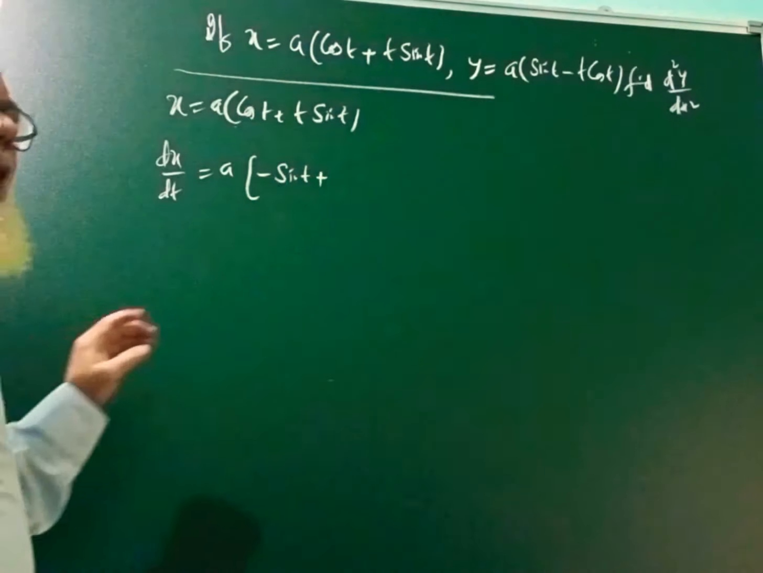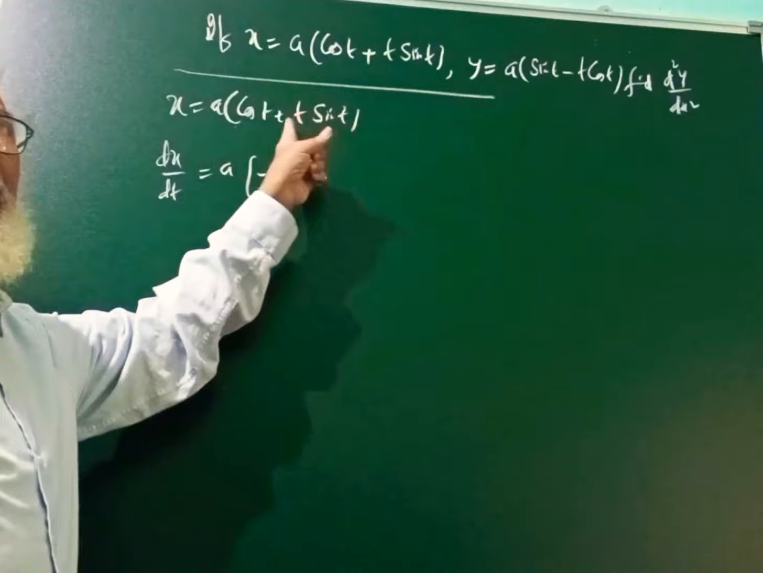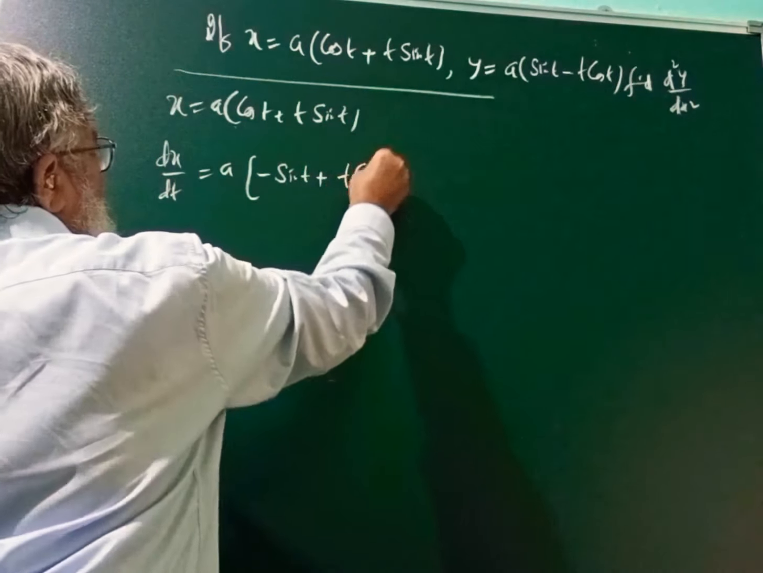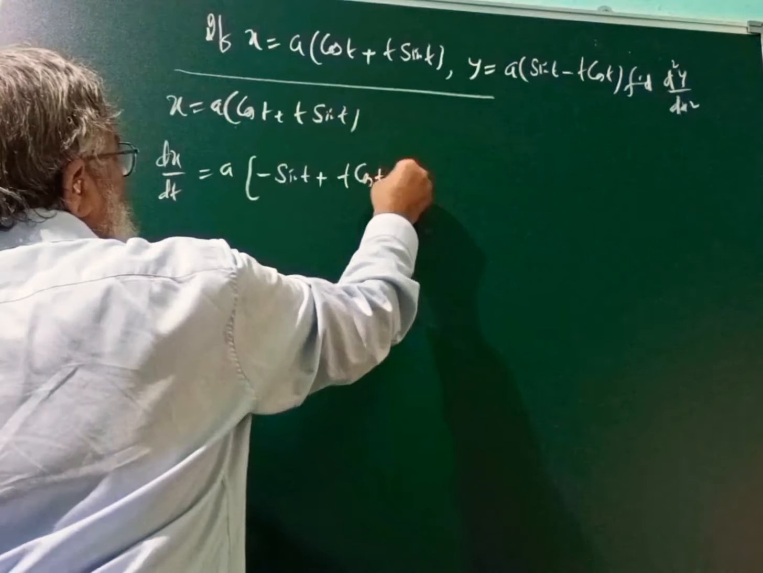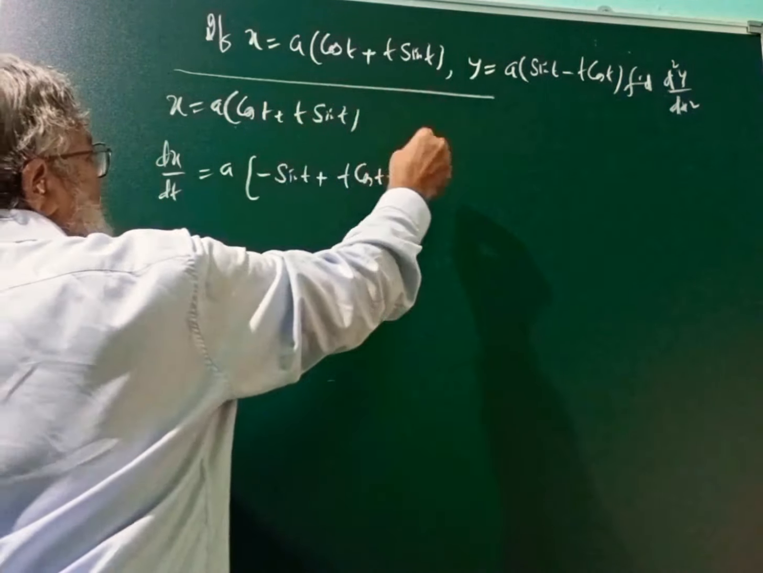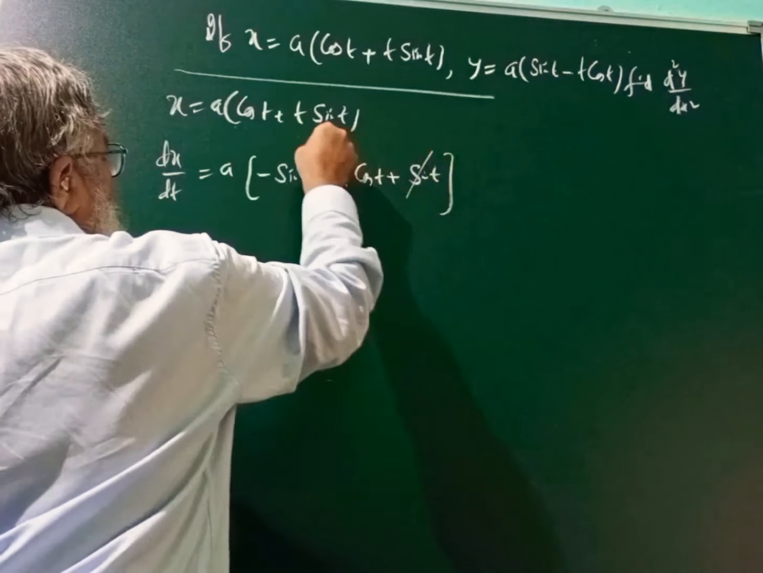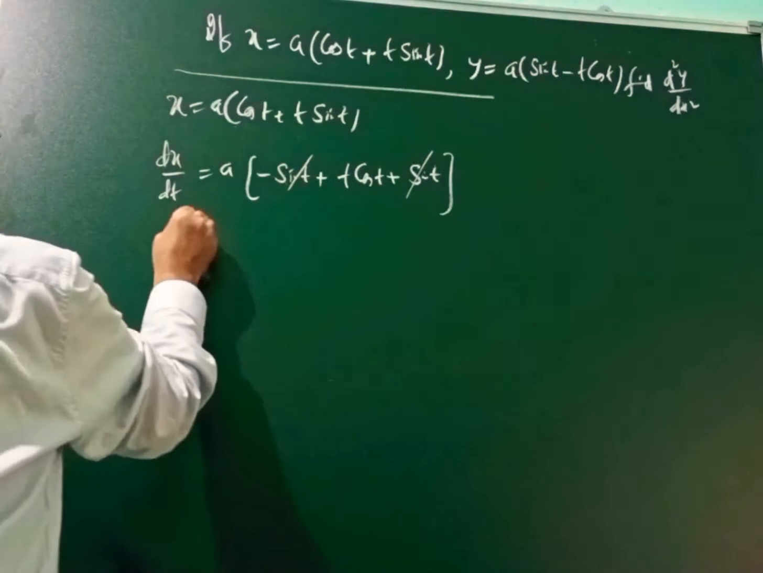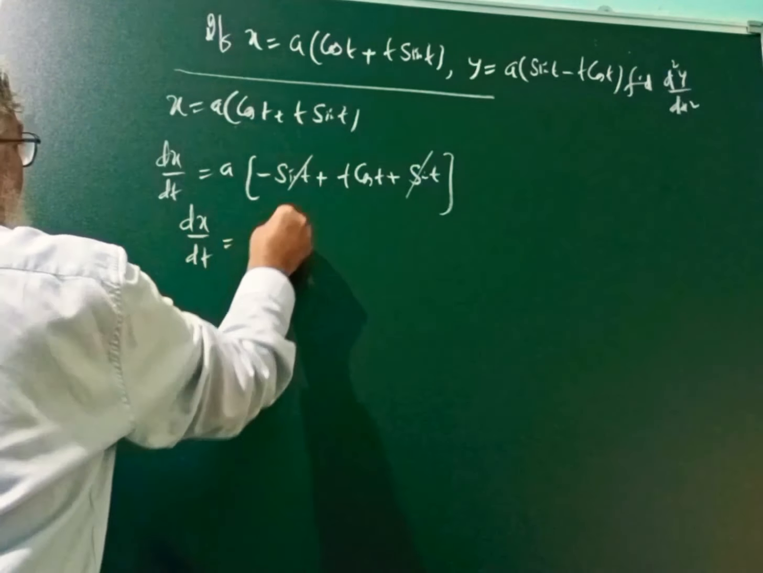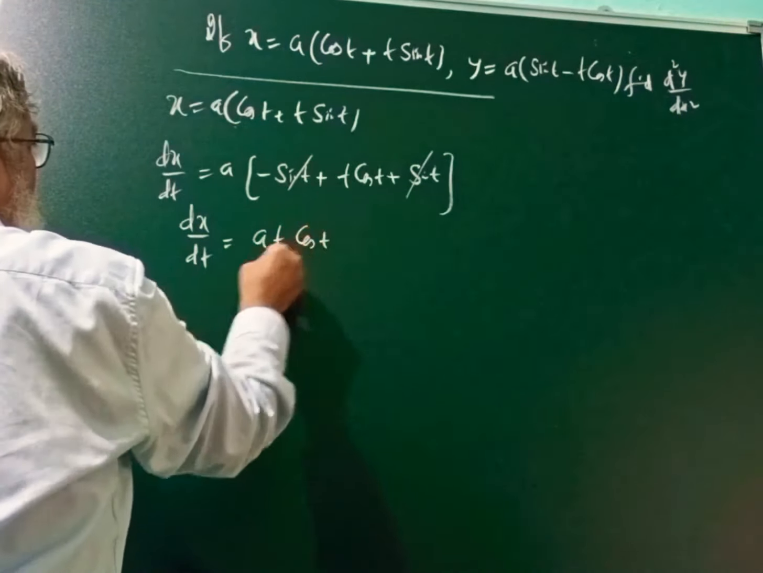Now look here. To differentiate t sin t we have to apply the product rule. First function as it is, differentiation of sin t is cos t, plus sin t as it is, differentiation of t with respect to t is 1. So you can see these two terms get cancelled. The value of dx by dt is given by a t cos t.